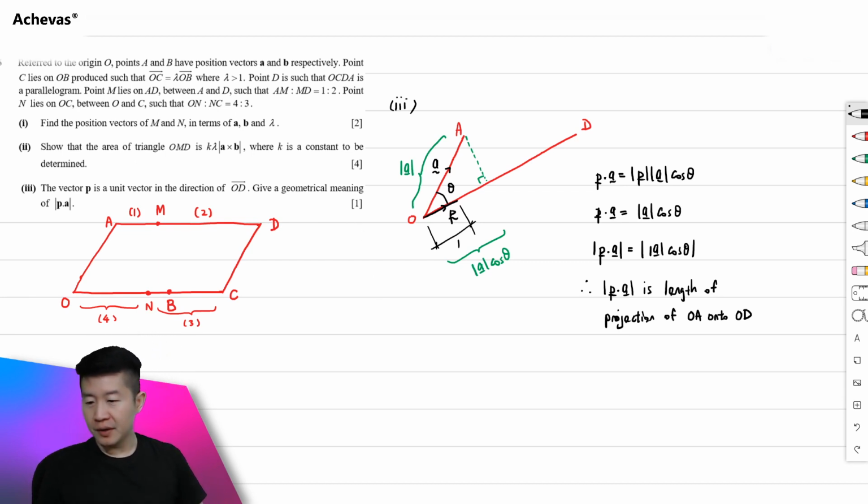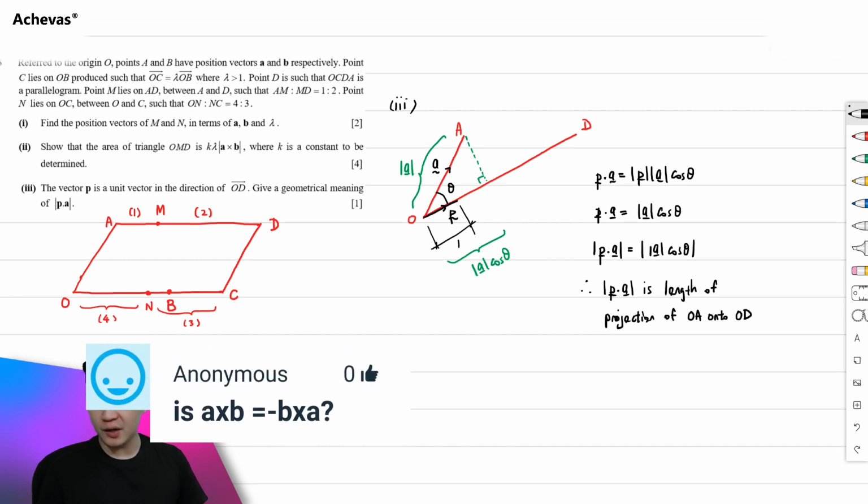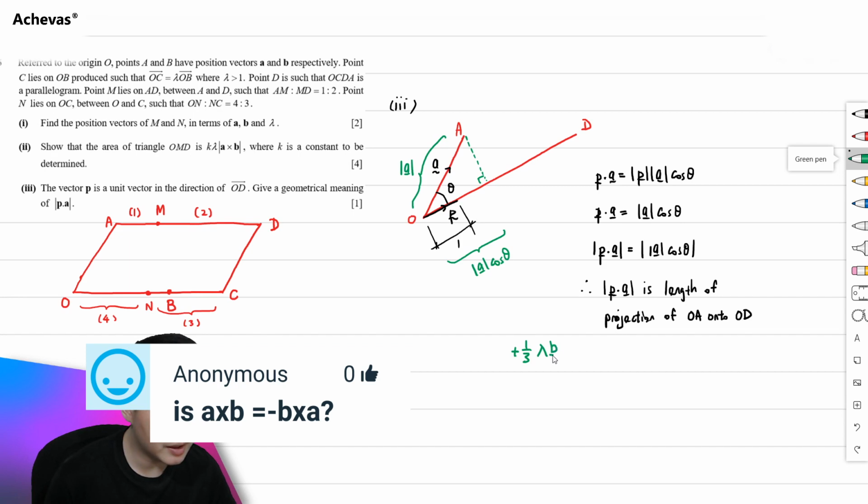Yes, correct. A cross B is equal to minus B cross A. That's why just now in part 2, I converted the positive 1 over 3 lambda B cross A into 1 over 3 lambda of minus A cross B, which is minus 1 over 3 lambda of A cross B, that I wrote.